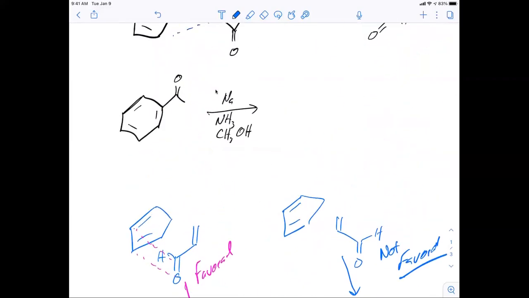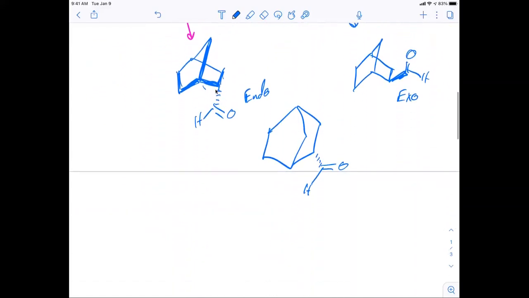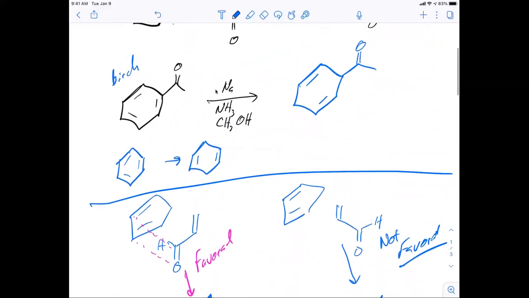Let's look at the other one. The other one is a Birch reduction. A Birch reduction is going to take a benzene to this isolated diene. But the question is, if I have a group attached, is it going to be adjacent or not adjacent to that double bond? And in this case, it's not going to be adjacent. For that, we need to look at the transition state to explain it. So here we get the isolated, but now this group is not attached to that.